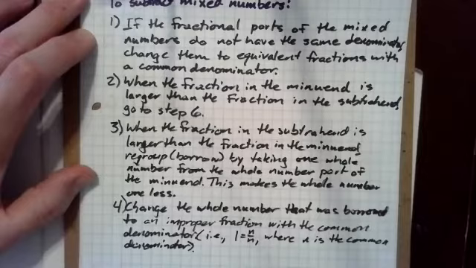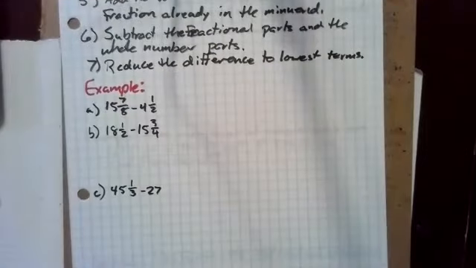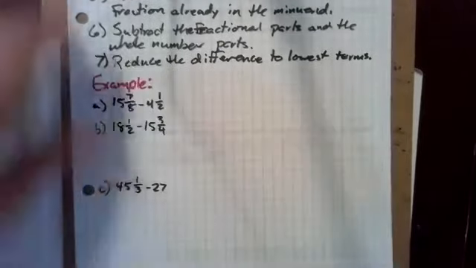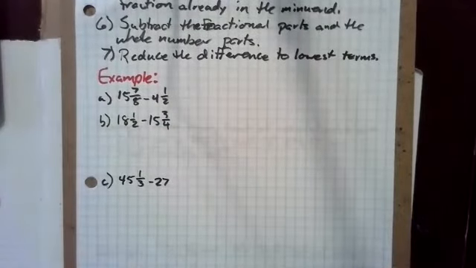Change the whole number that was borrowed to an improper fraction with the common denominator. So for example, 1 is equal to n over n, where n is the common denominator. Then we add the borrowed fraction, n over n, to the fraction already in the minuend. And we subtract the fractional parts and the whole number parts. And then reduce the difference to lowest terms.